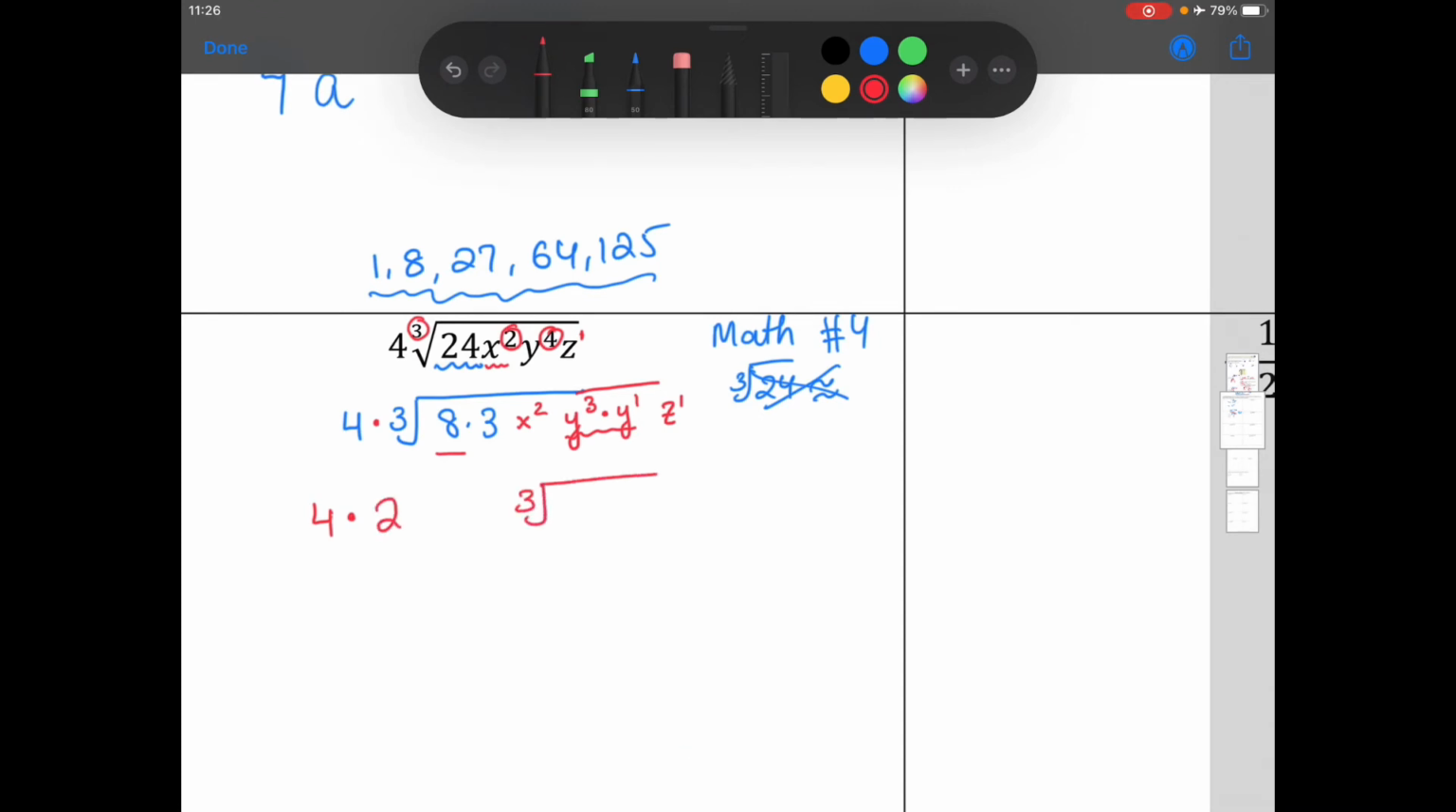3 is a non-perfect cube, so I'm going to leave it under the radical. X squared is non-perfect. I like to go in order. Cube root of y cubed will be just y. And then there's another y that stays inside, and z is a non-perfect cube also, so it stays inside. Now just simplify this. So what do I have? 8y cube root of 3x squared yz.